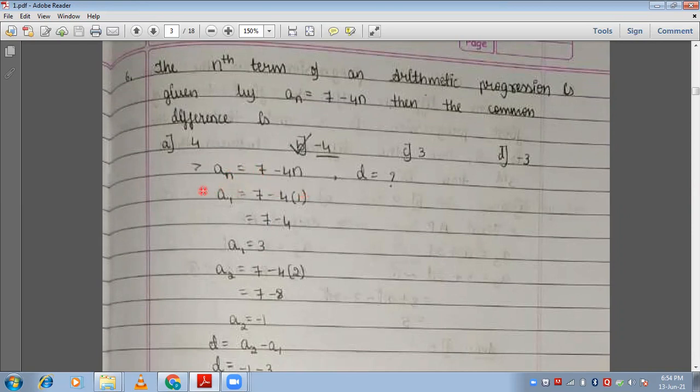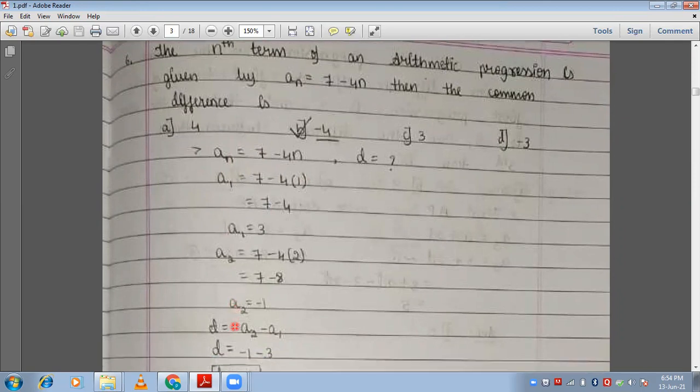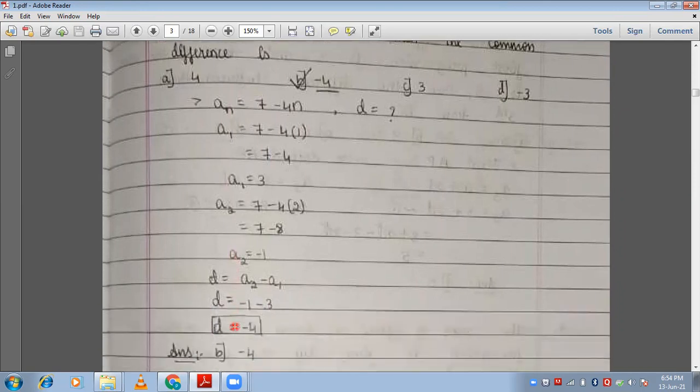Find out a1. You will get a1 is equal to 3. Similarly, a2 is equal to minus 1. Now find out d. d is a2 minus a1. Minus 1 minus 3 is minus 4. So which option is right? Option B is correct.